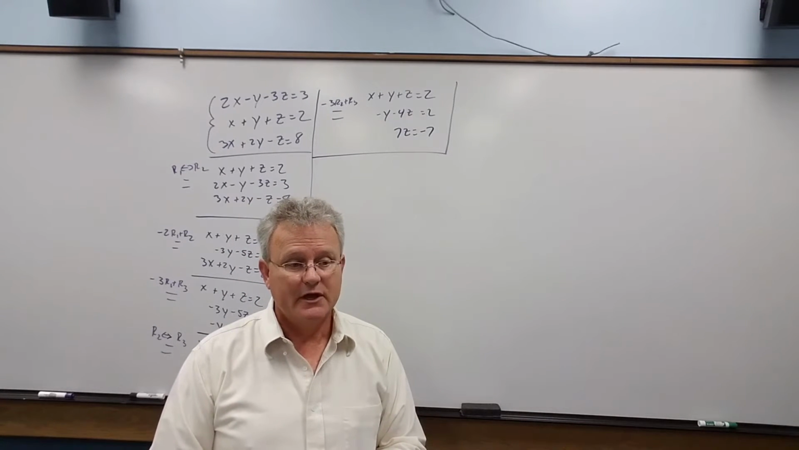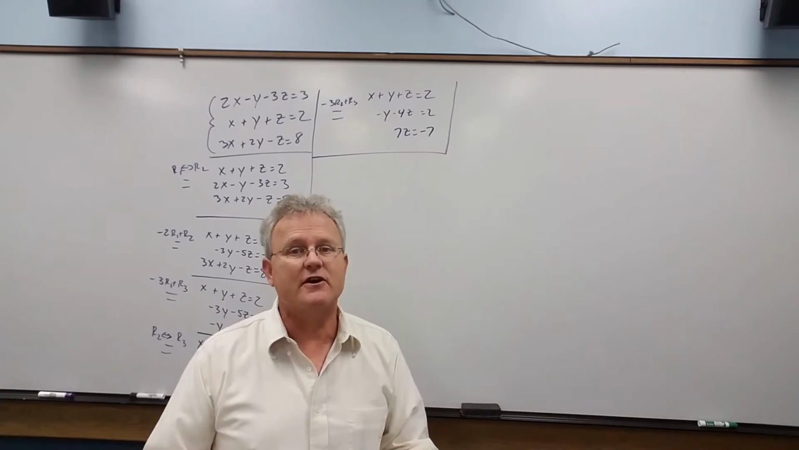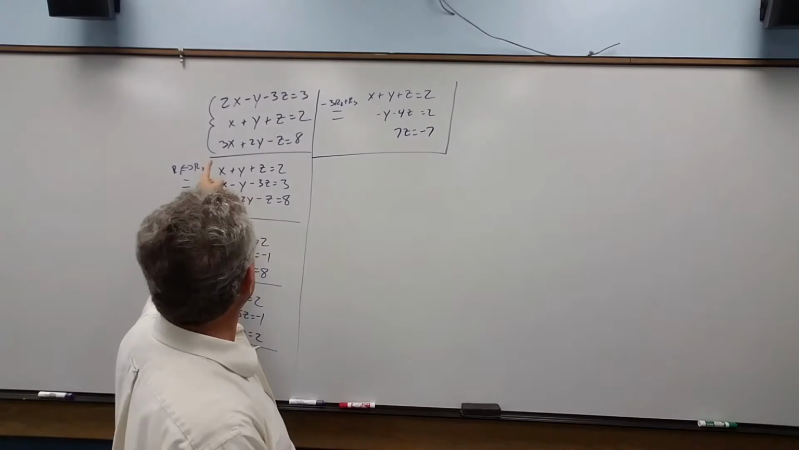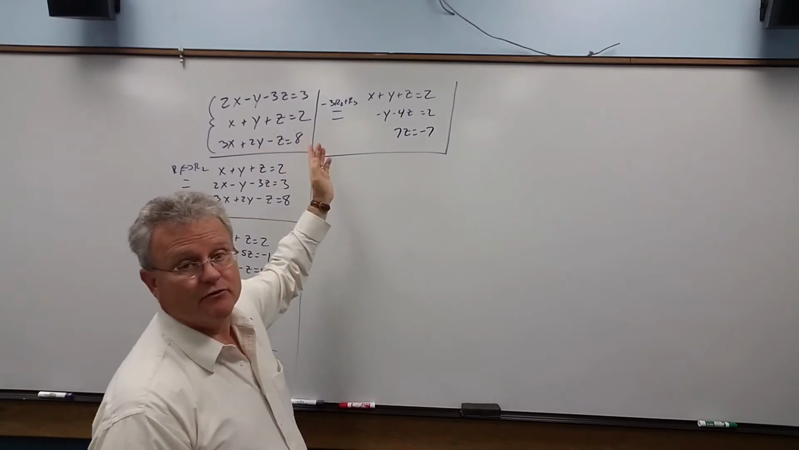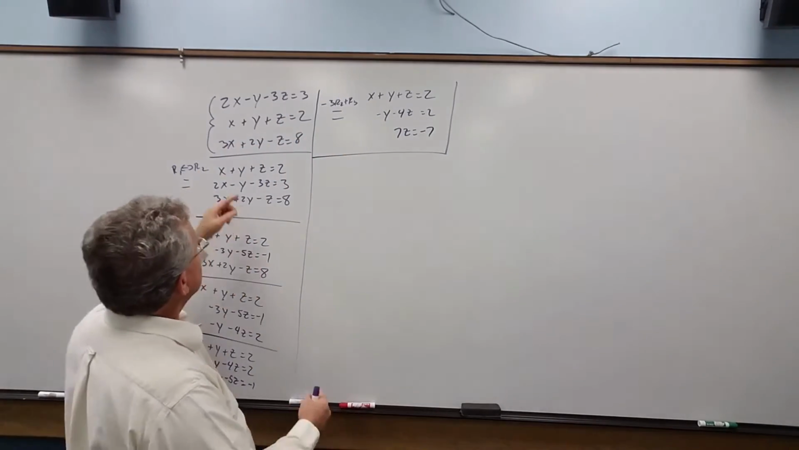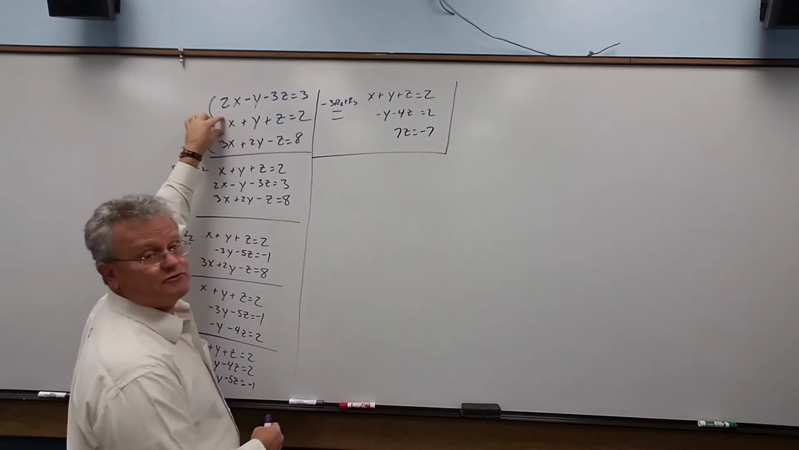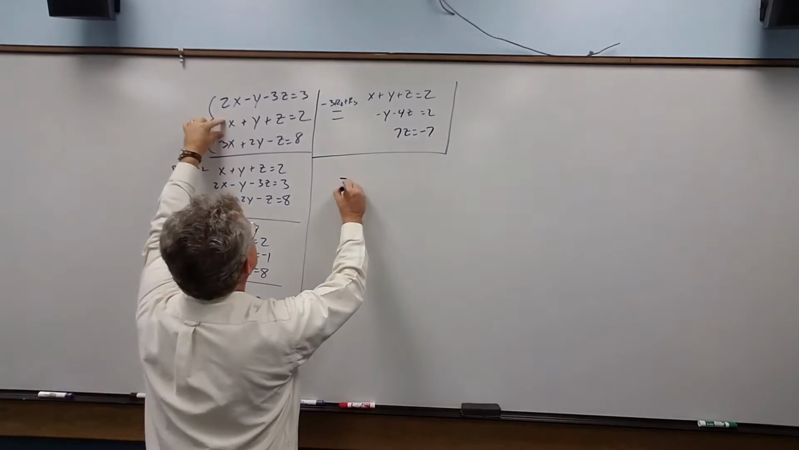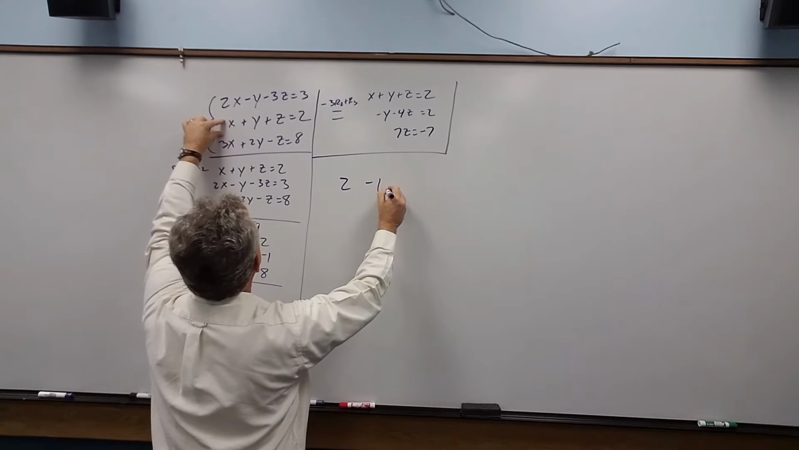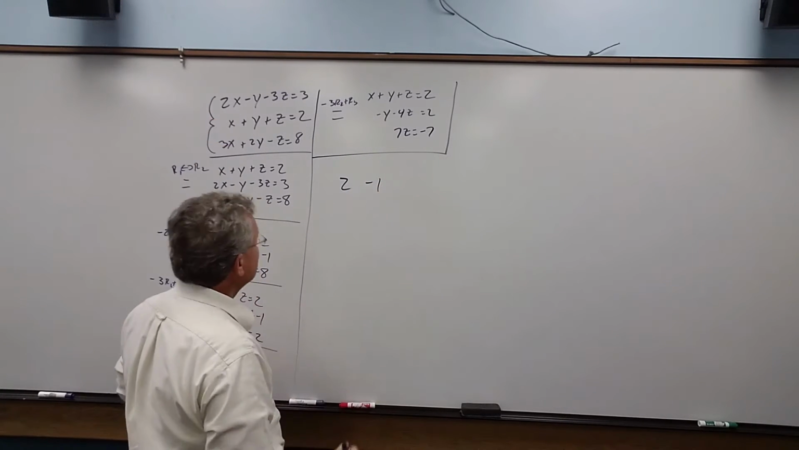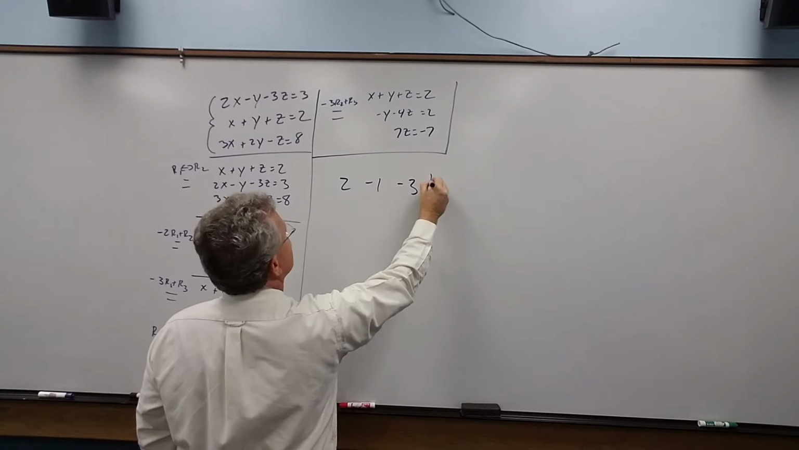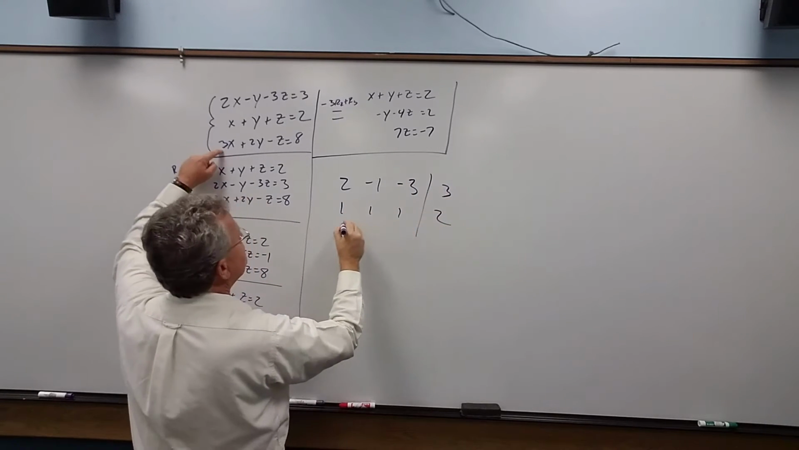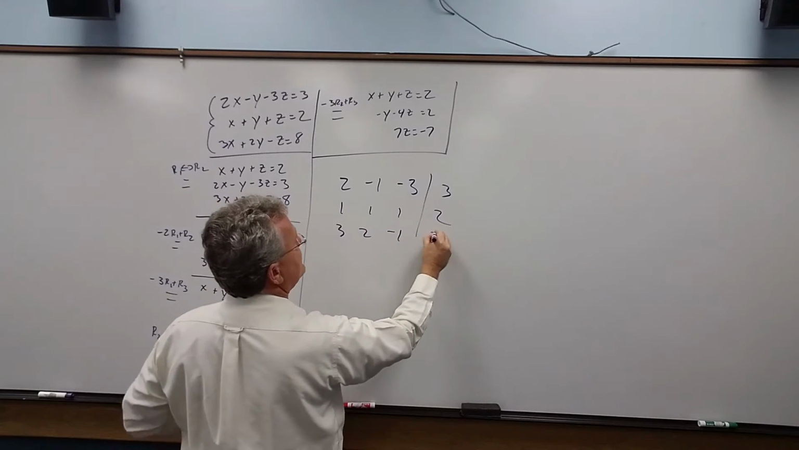It's the same thing, it's just that the variables x, y, and z don't show up. We just have the coefficients and the right side of the equal sign. So we write down the matrix associated with this system of equations: 2, -1, -3, 3, 1, 1, 1, 2, and 3, 2, -1, 8.